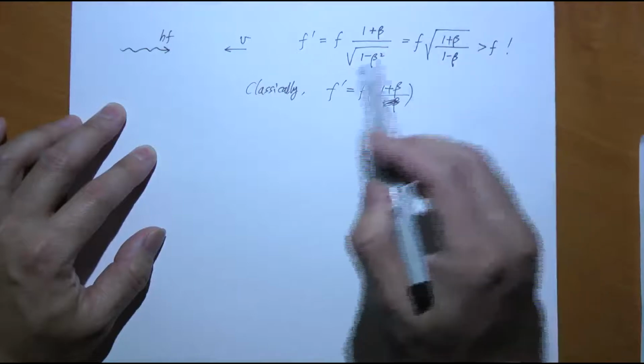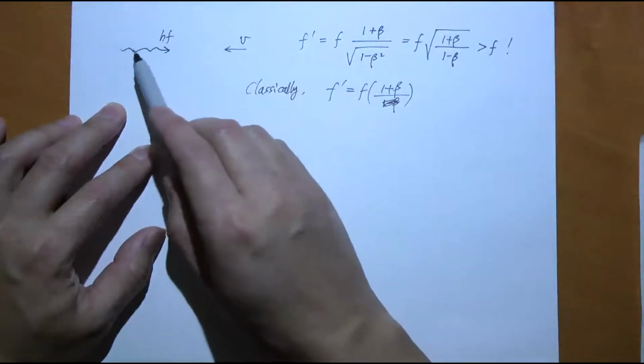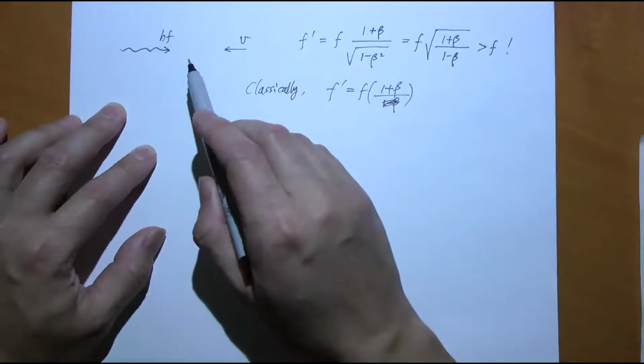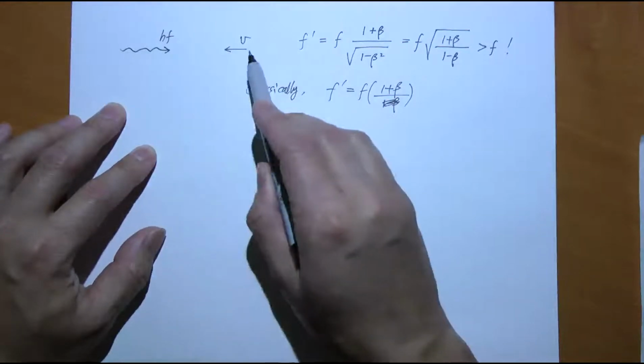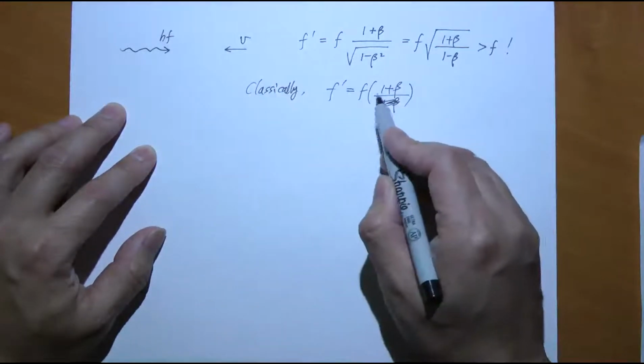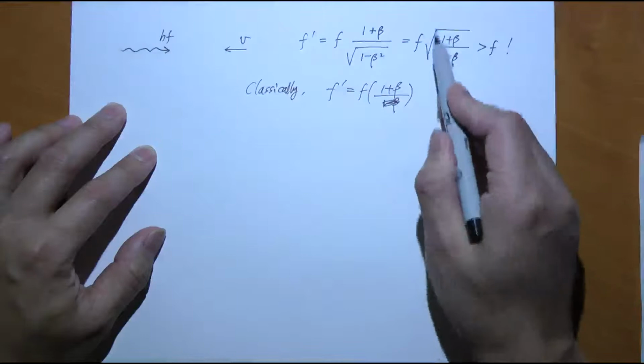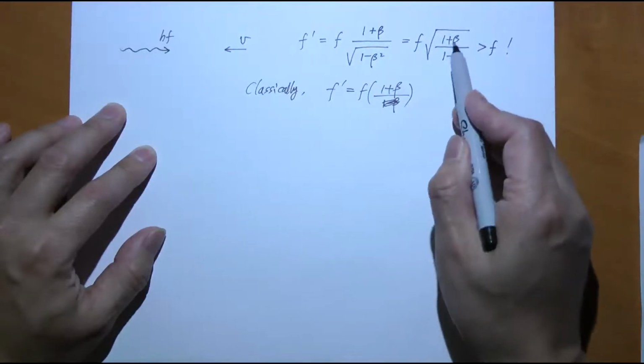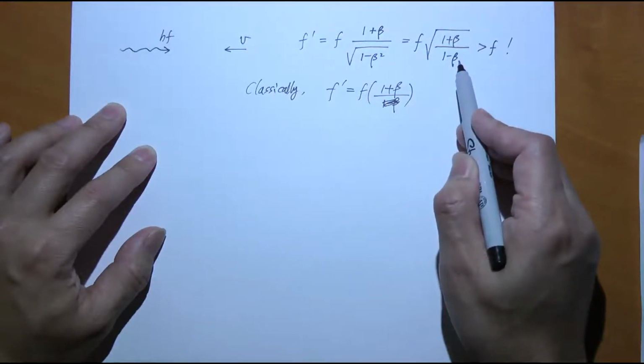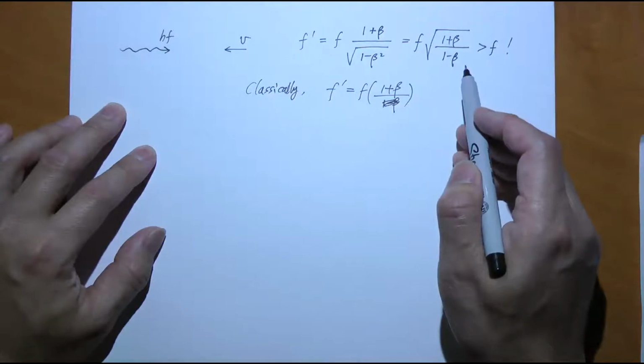Now, classically, a beam of whatever wave comes this way, and the observer moves towards it, you're supposed to get 1 plus beta. Beta is the speed of the observer divided by the speed of the source. But here I have this very different formula. There's a square root, and there's 1 plus beta over 1 minus beta. So you see, we're looking at a different formula, relativistically versus classically.